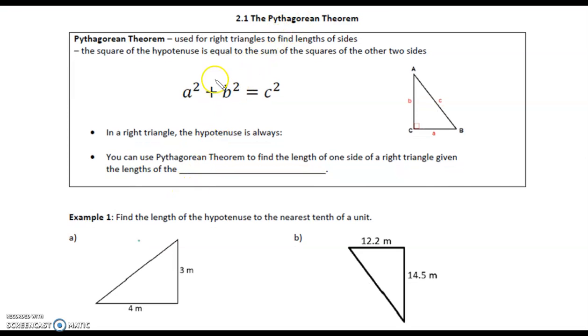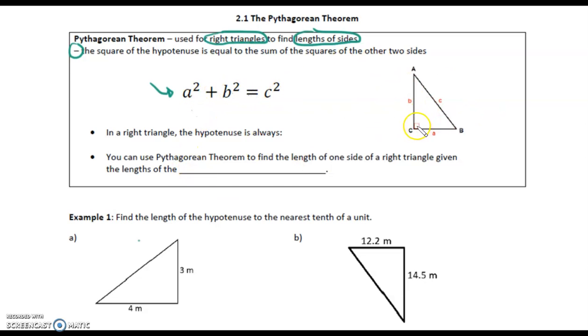2.1, the Pythagorean theorem. The Pythagorean theorem is used for right triangles to find side lengths. The square of the hypotenuse is equal to the sum of the squares of the other two sides. That's technically what the equation is. So we're going to have a squared plus b squared equals c squared.